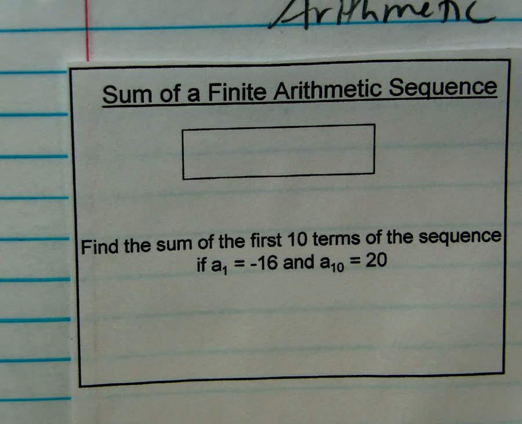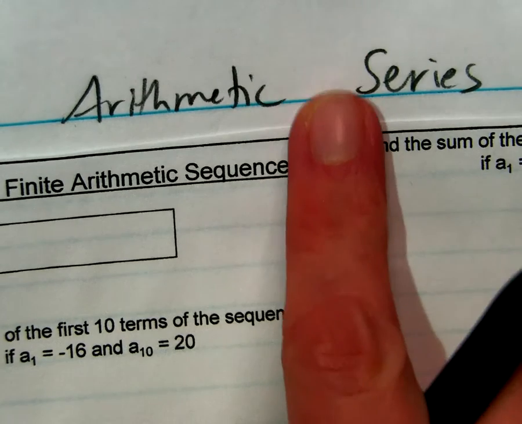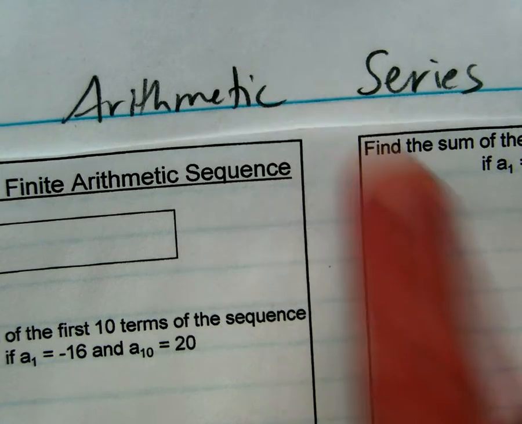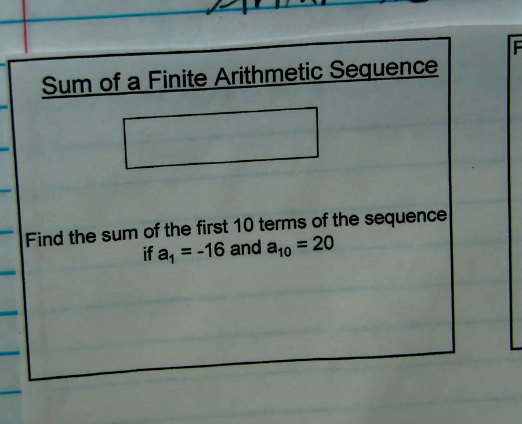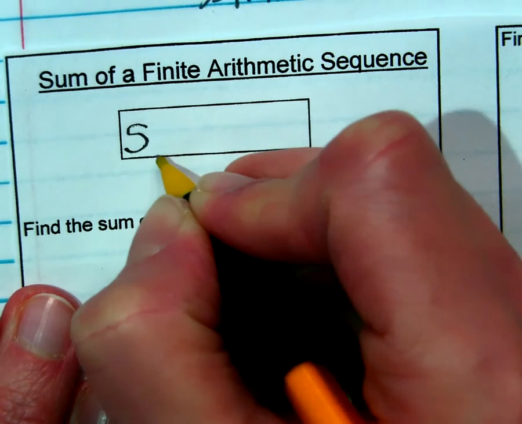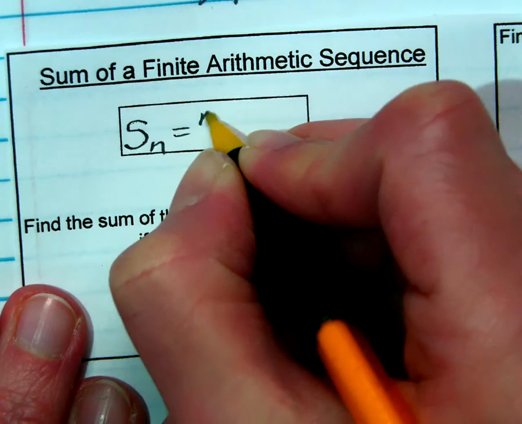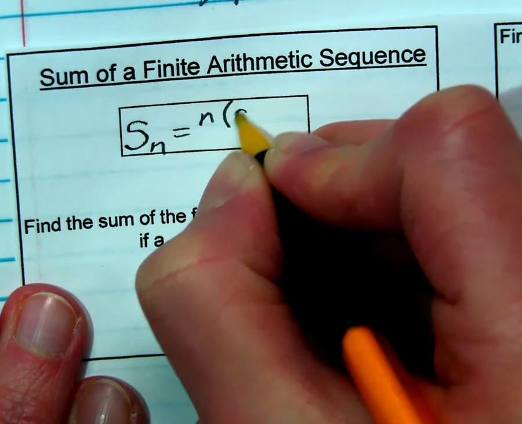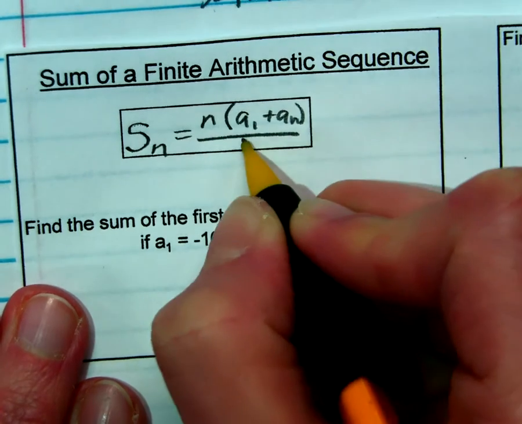Okay, this lesson is on Arithmetic Series. Arithmetic Series is your title that you'll have up here. It basically means the sum of the terms in an arithmetic sequence, which we've already talked about. There is a cool formula that helps us do this quickly, and it uses a large S that stands for sum of n, which is how many terms you have, equals n parentheses a1 plus an over 2.